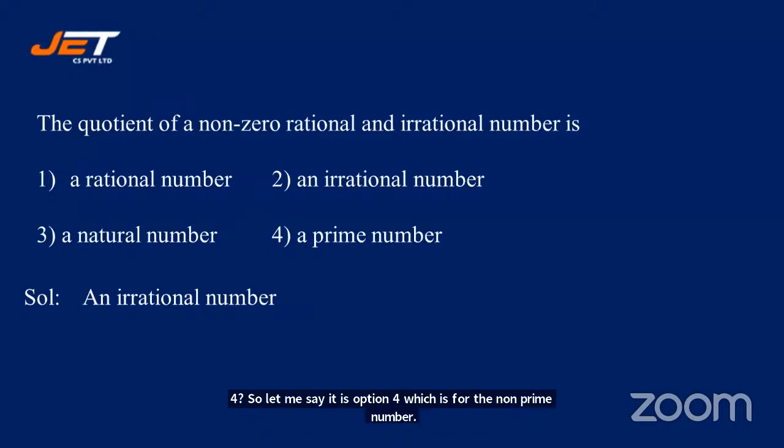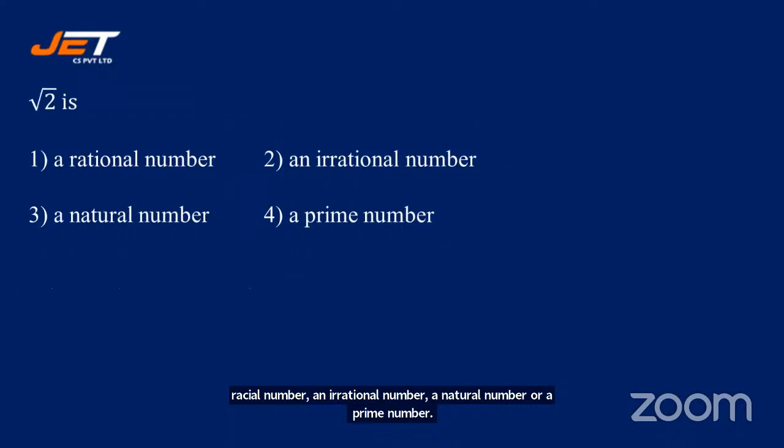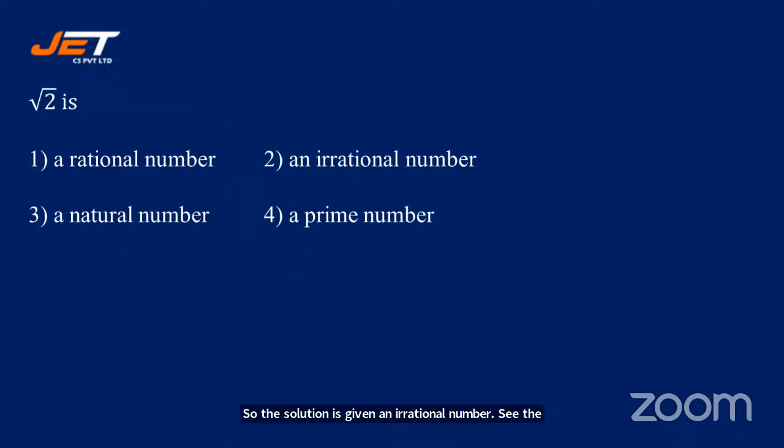See the next question. A quotient of a non-zero rational and irrational number is dash. Yes. So 4 options: a rational number, an irrational number, a natural number, or a prime number. So the solution is given, an irrational number. See the next question. Root 2 is dash. A rational number, an irrational number, a natural number, a prime number.